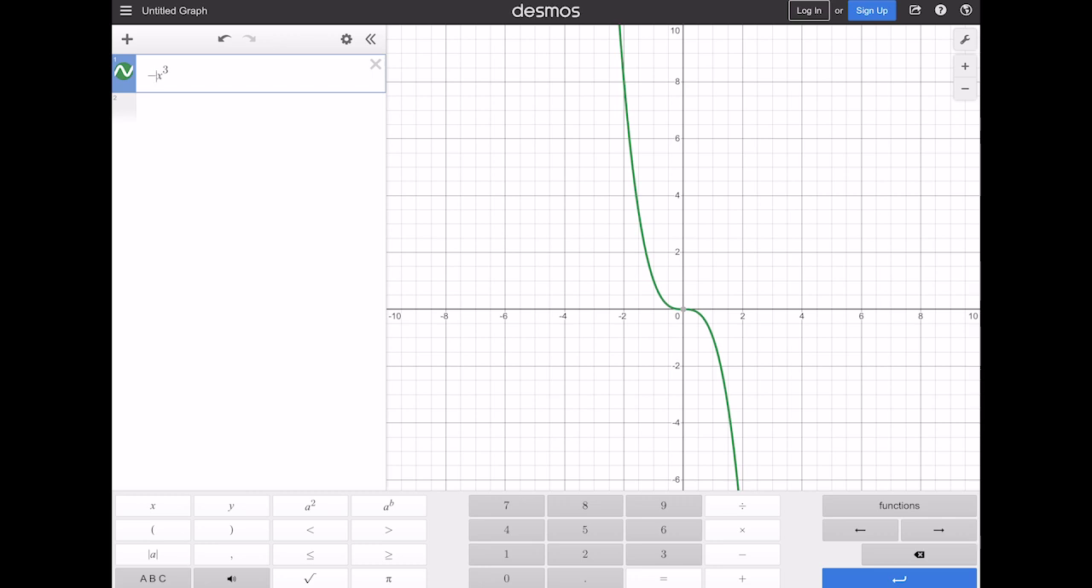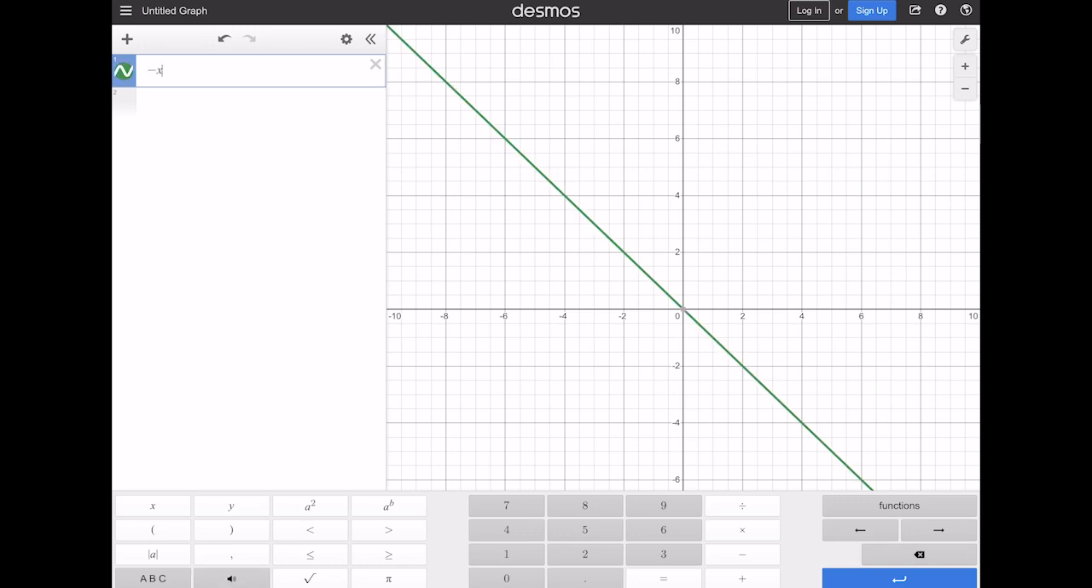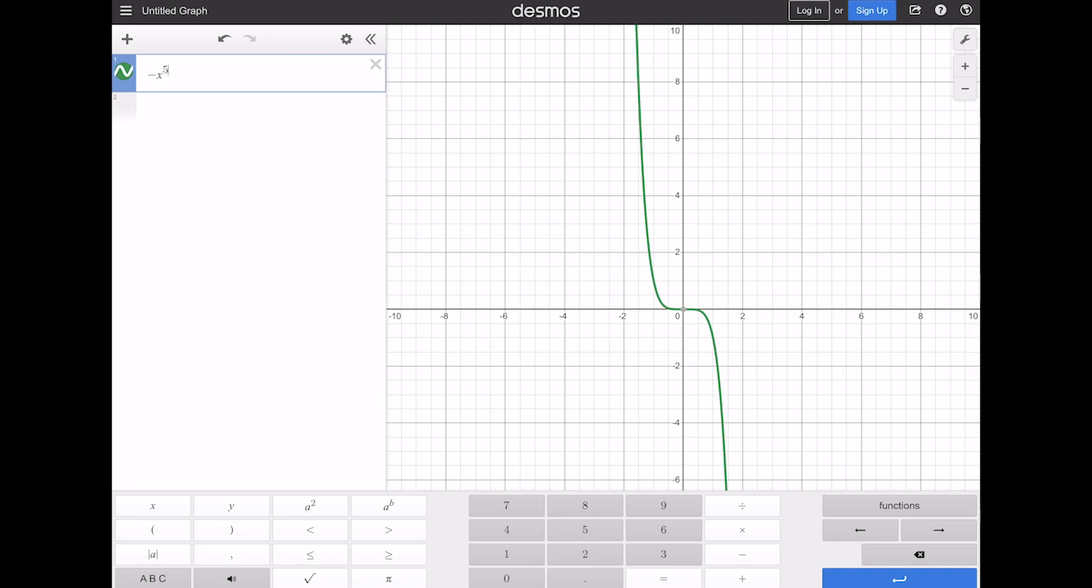Notice though, I could change my degree to anything odd, like I could even just make this a negative x to the 1st, and it's going to do the same thing. It's going to point down to the right. Let's say I make it negative x to the fifth, it's still going to point down to the right. So these polynomials, no matter what their degrees are, as long as they are all odd and they are negative, they're going to point down to the right.